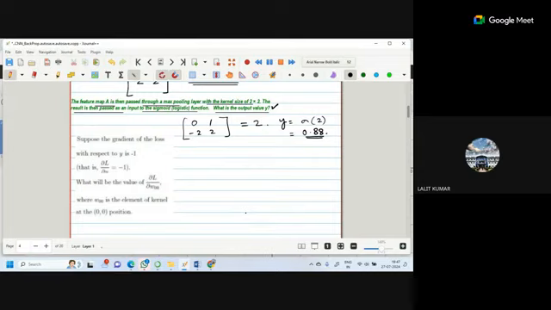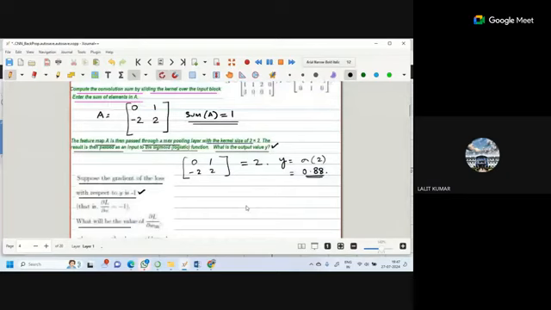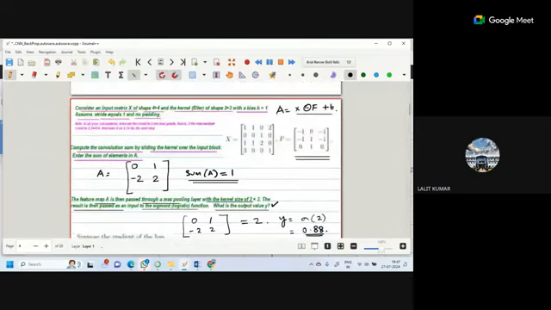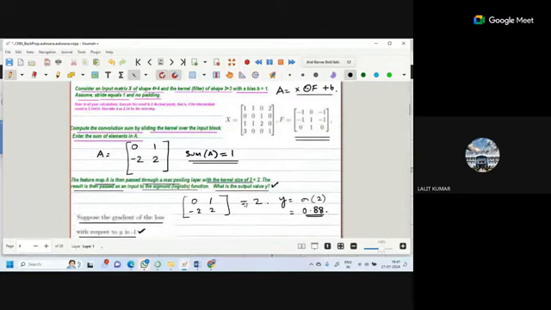Now suppose the gradient of the loss with respect to y is -1. They have given it already, so we don't have to compute it. What will be the value of del L by del W00, where W00 is the element of the kernel at 0,0 position? So our kernel is this. The question is asking del L by del F, which will be of the same size, and it is asking W00, meaning this value. There will be 9 values, so it is asking this.